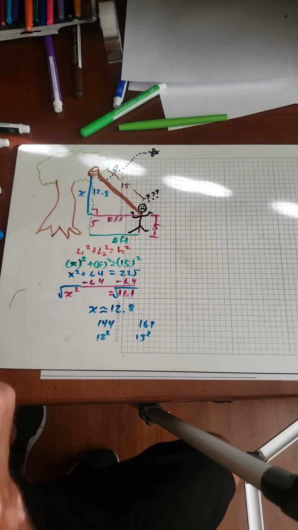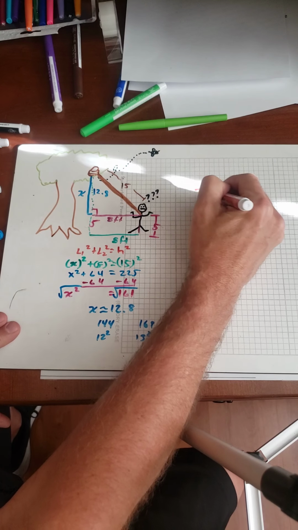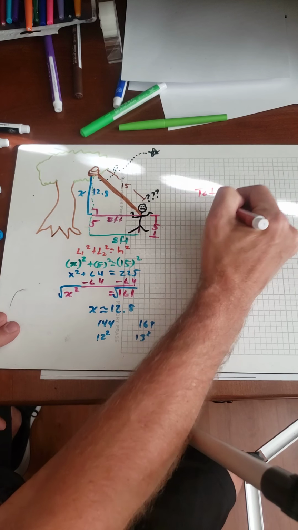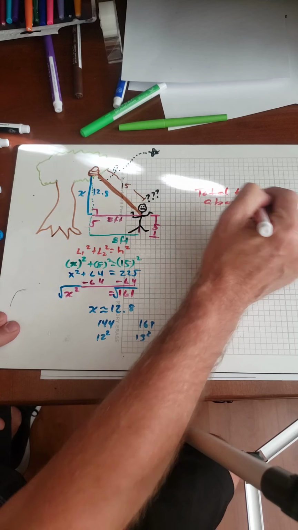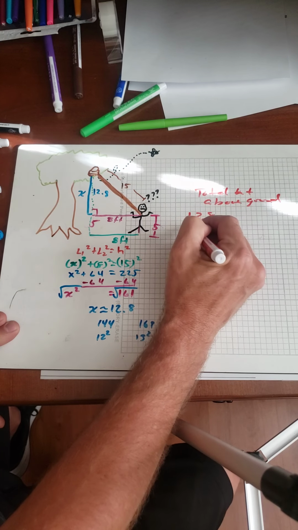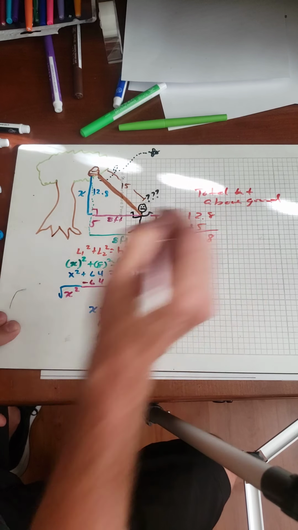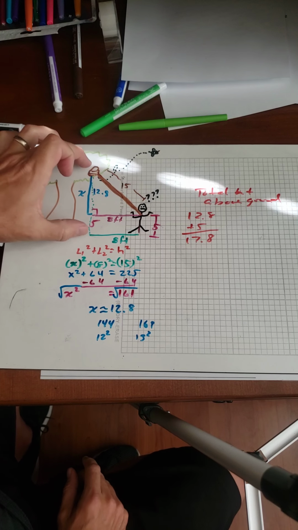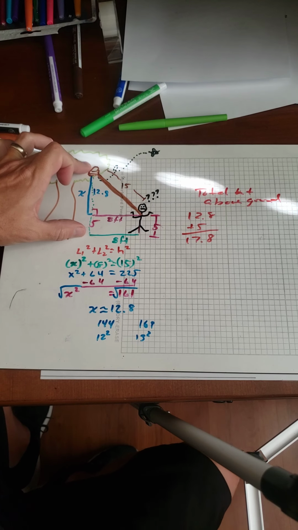So that means that the total height above the ground is 12.8 plus 5, or 17.8. Okay, so it's 17.8 feet high, right? So what does that mean?